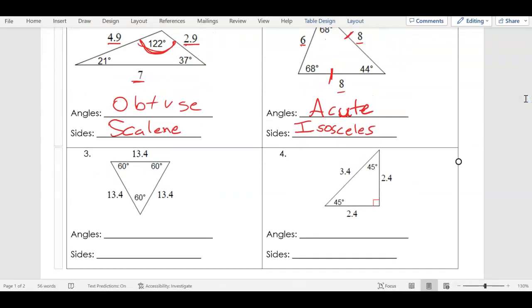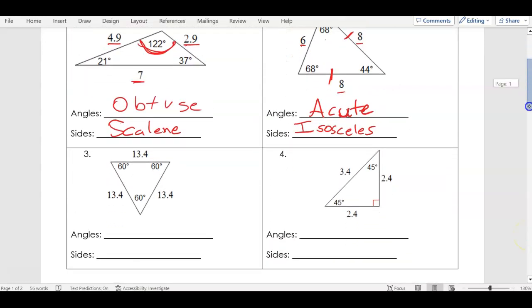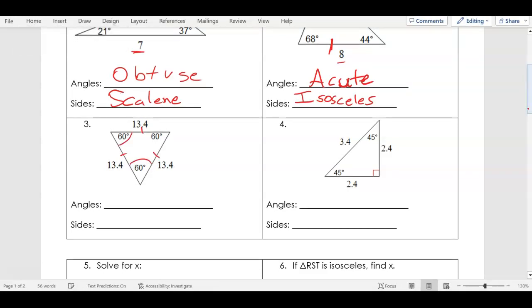All right, number 3. I see every side is congruent. Let's try this again. Every side is congruent. Tick, tick, tick. And that means, you see all the angles are the same. So when all the angles are the same, that's equiangular. And since they're all less than 90, you can also call it acute. That's fine. And the sides, again, the sides are all the same, so it's equilateral.